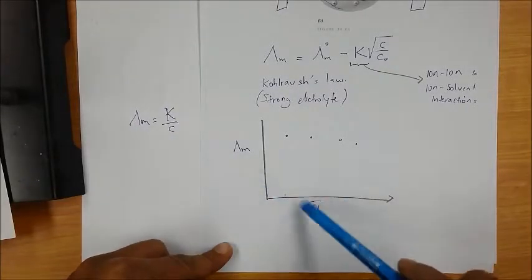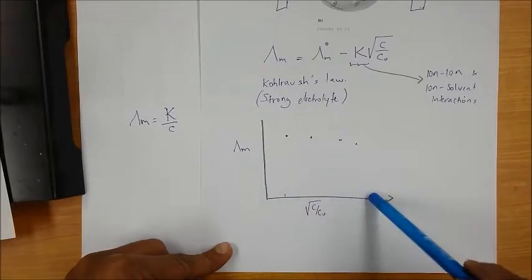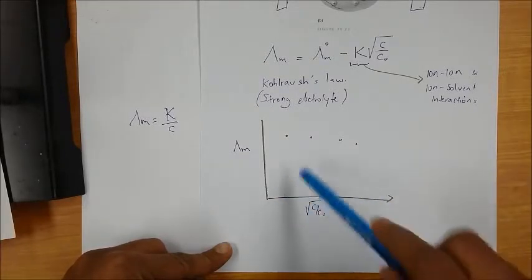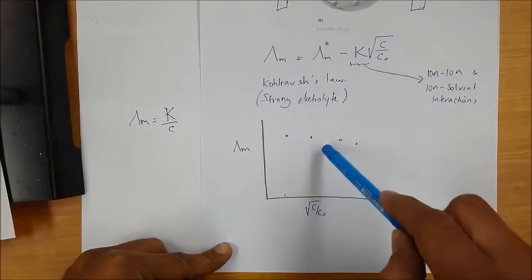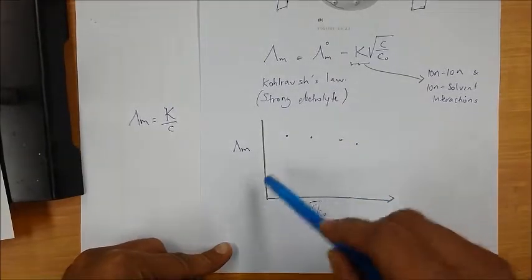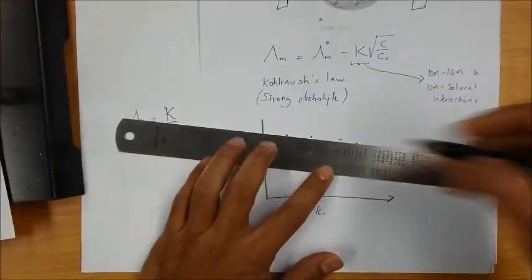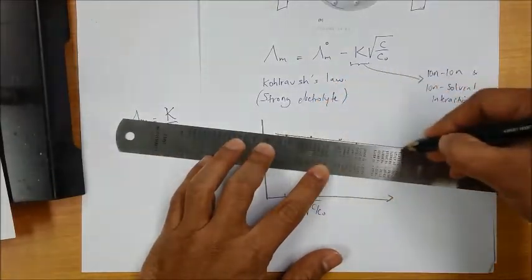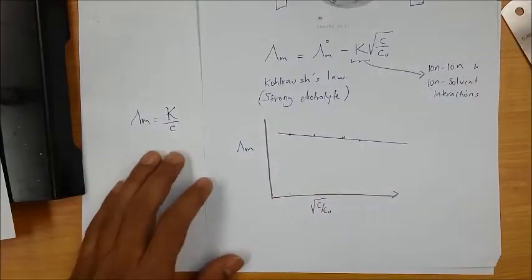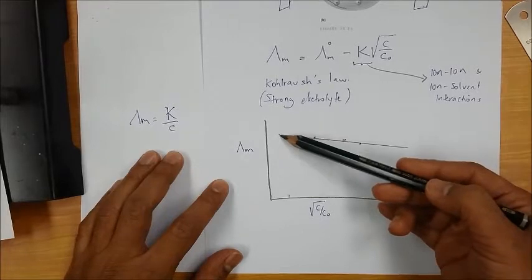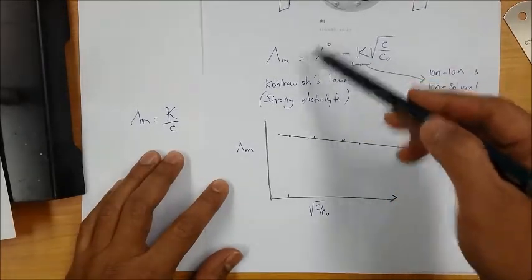And then if you do that for different concentrations, you plot with the x-axis being the square root of concentration. You will make data points 1, 2, 3, 4, and you will make a plot. And this plot will give you a straight line, right? So this straight line will follow Kohlrausch Law.